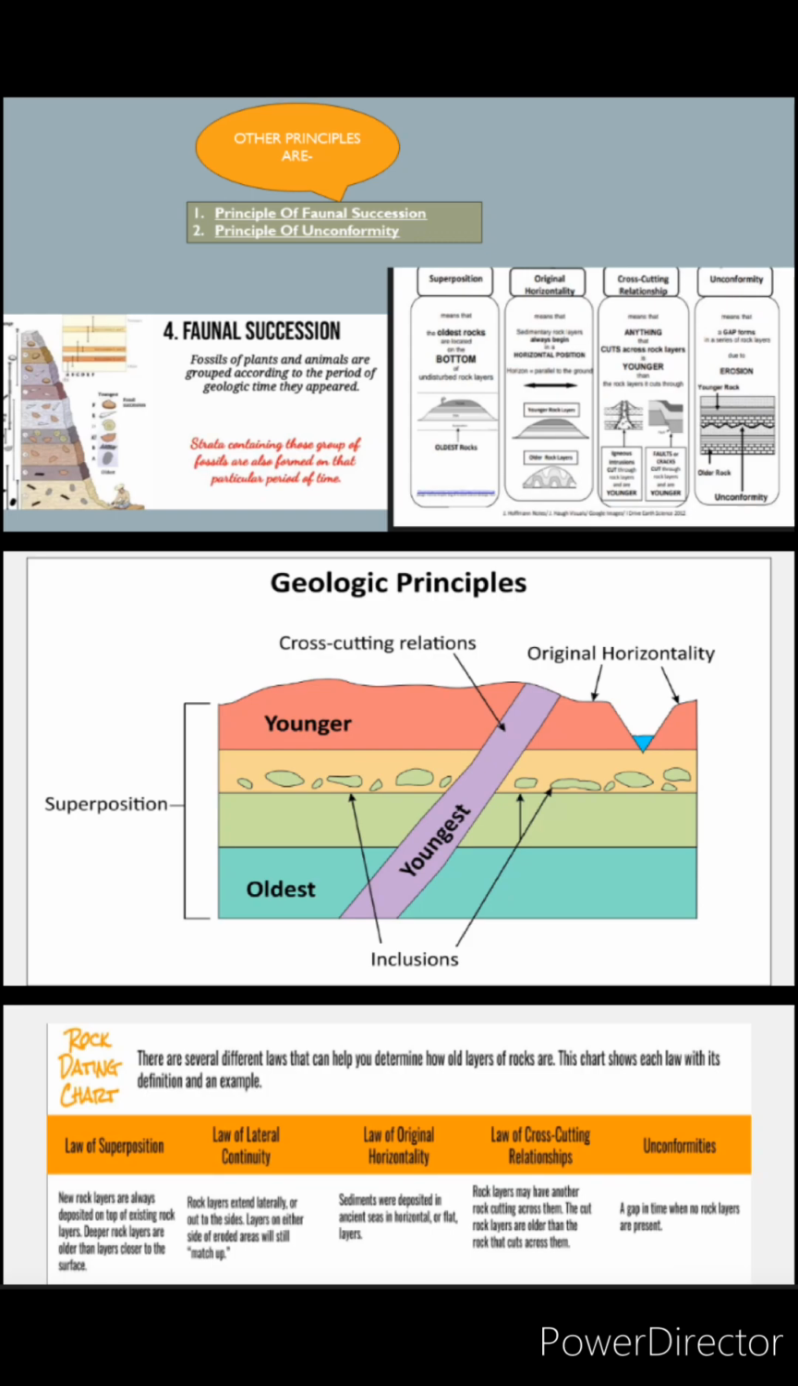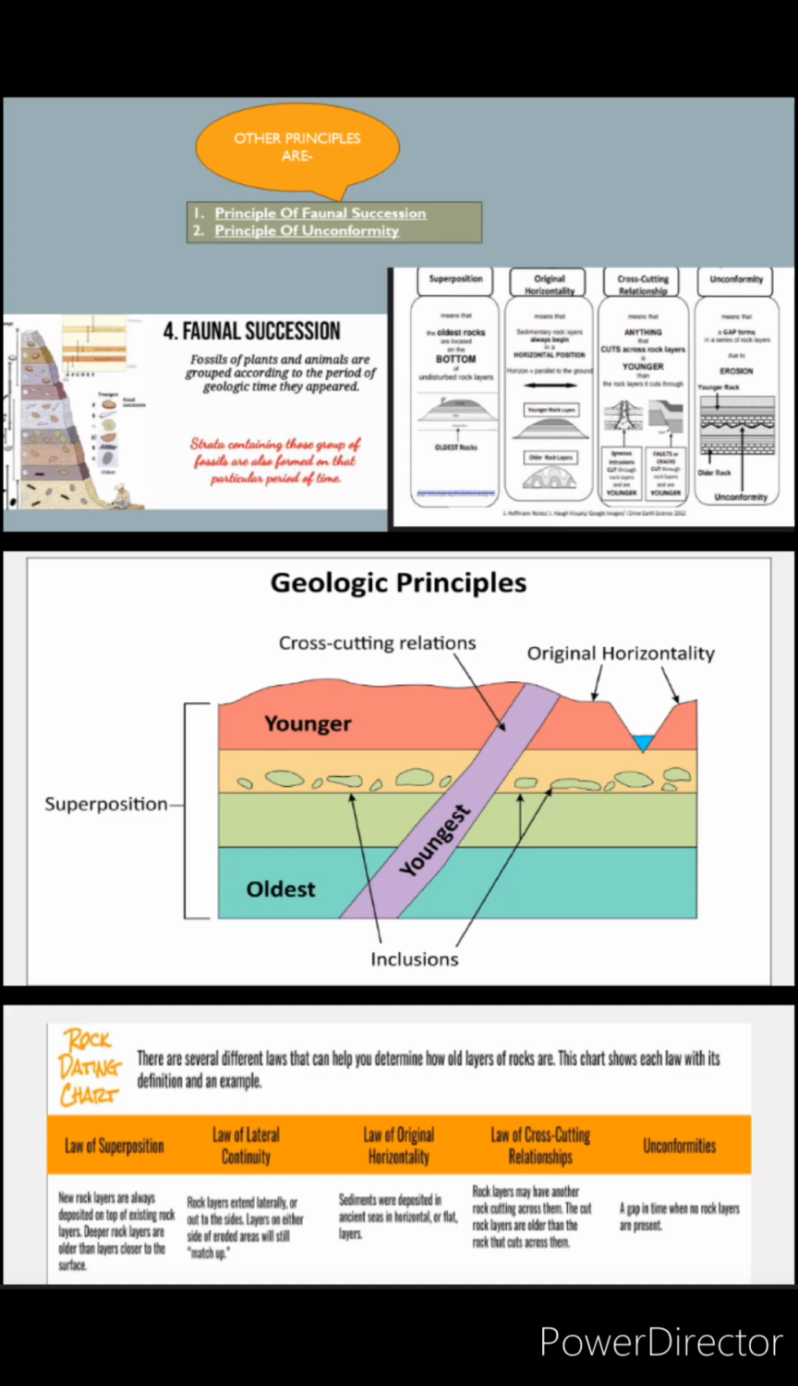In this diagram we represent this at a glance. So this is superposition: the oldest layer is at the bottom and the youngest layer is at the top. And this is cross-cutting relationship, which claims that the features which cut the layers are younger than what they cut. So original horizontality, the principle of superposition, cross-cutting relationship, and the principle of inclusions are the main principles of relative dating.